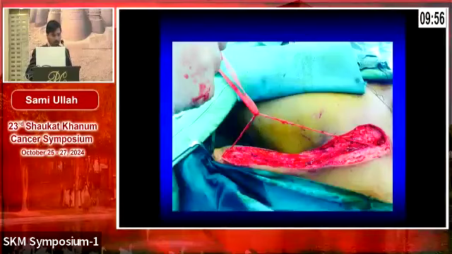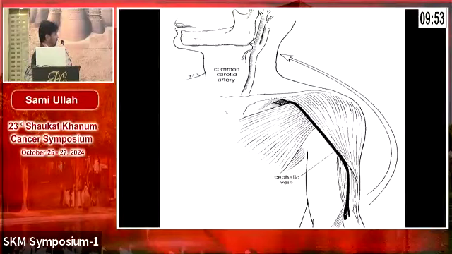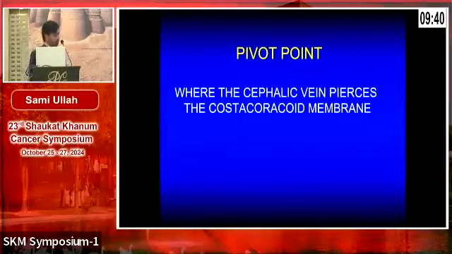So going back again, once you have found your cephalic vein, we literally cut it distally and flip it towards the neck so that we can plug our vessels into it. The pivot point is usually where it pierces the clavipectoral fascia or the costocoracoid membrane, where it ends into the subclavian vein. So you cut it distally, dissect it out, and then pivot it at the clavipectoral fascia or costocoracoid membrane, and bring it towards the neck.